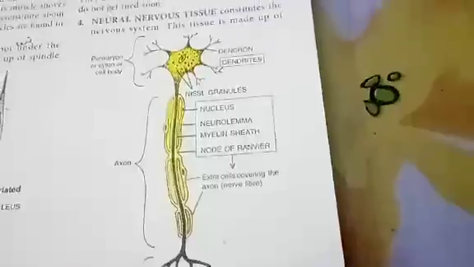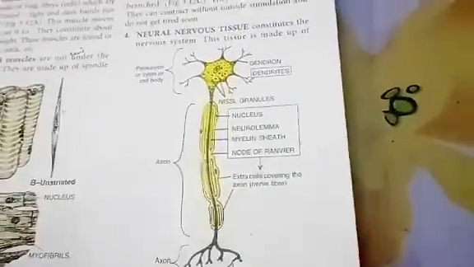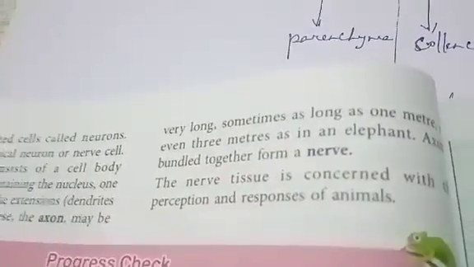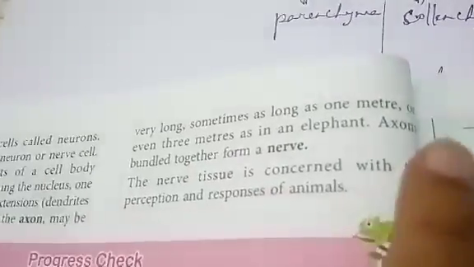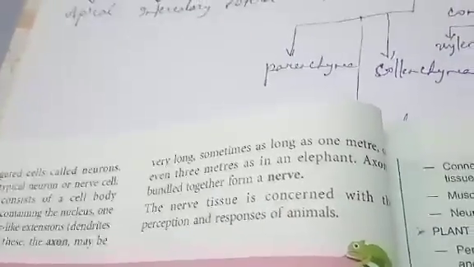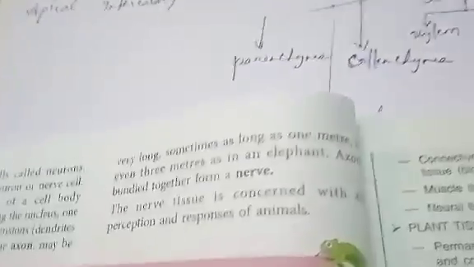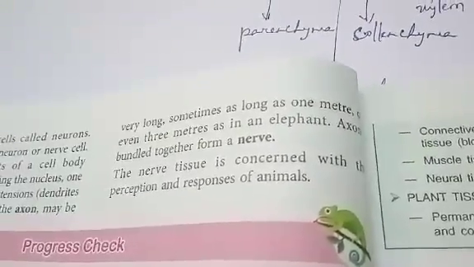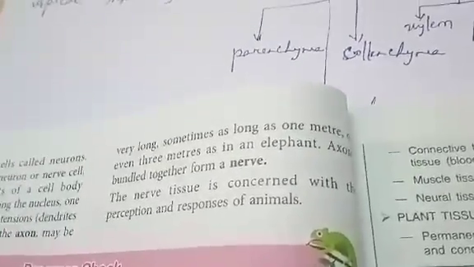You please practice the diagram along with the labelings. And what is the function of the nervous tissue, children? Nervous tissue is concerned with perception and response of animals. So whatever heat, cold, or touch or pain you are feeling, that is because of the presence of this nervous tissue in the skin, in the sensory organs. So with this, we come to an end of this chapter, children.